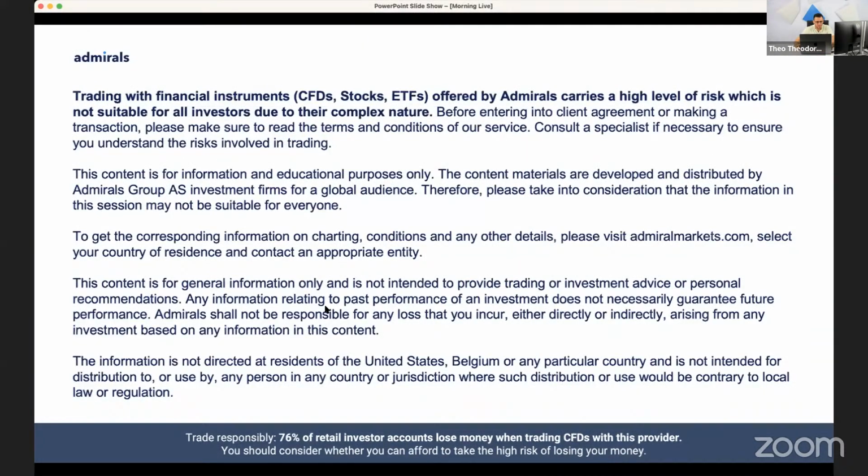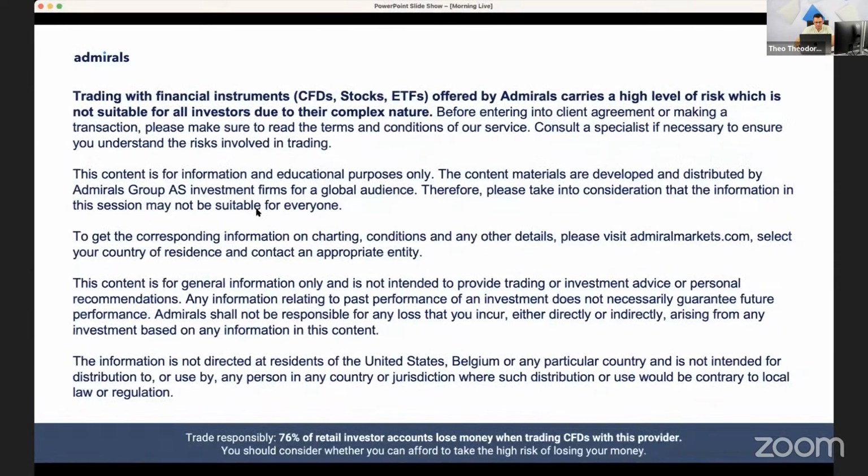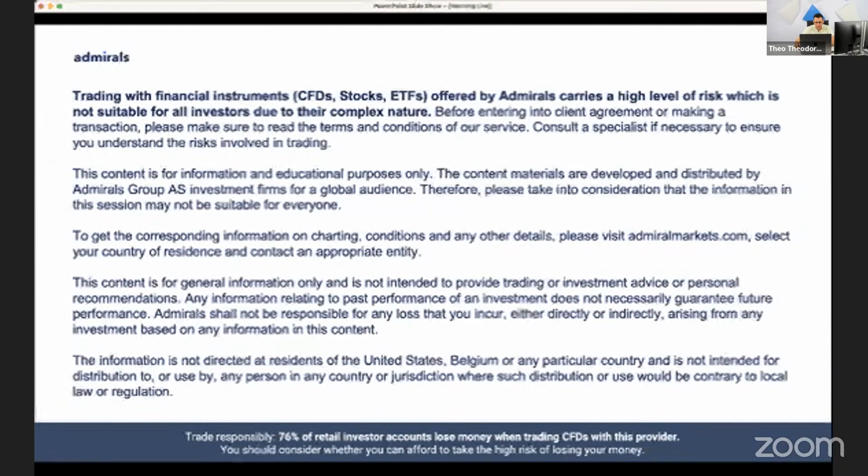Very important to mention that this content is for general information only and is not intended to provide any trading or investment advice or any personal recommendations. All the trades that I will initiate today are purely based on the way I see the markets, the way I read the price charts, and the way I have traded for all these years. Now, let's go to the charts and start very fast with the pound US dollar.